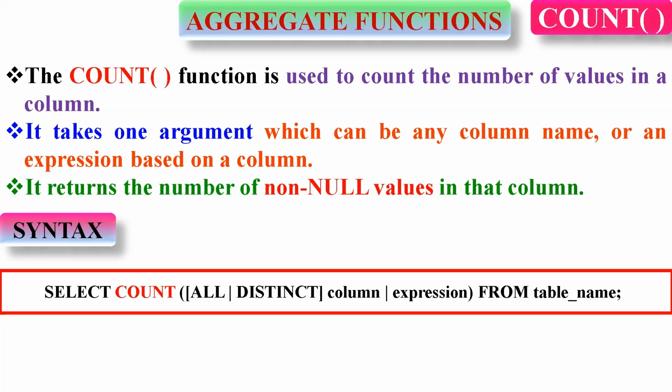So what do you mean by non-null values? If a row in the column has a null value, it is not included in the count. This function is often used to find the number of records that have actual data in a particular column rather than being empty or having a null value. The syntax is select count of all or distinctive column or expression from table underscore name semicolon.